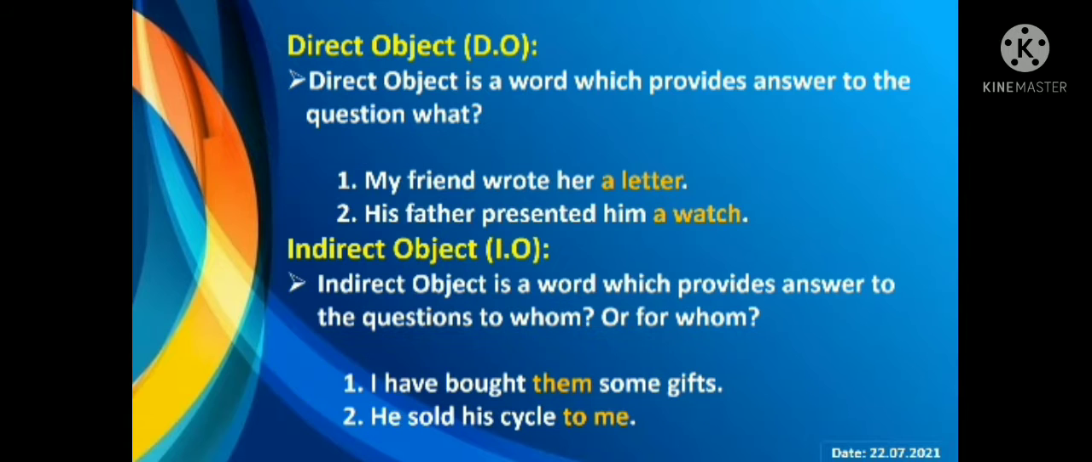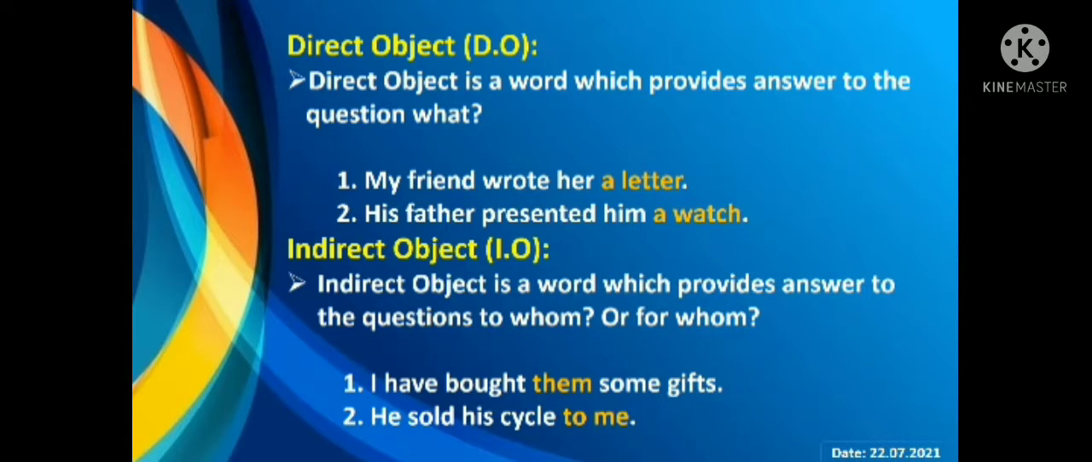So object can be divided into two types. One is direct, another one is indirect. So let's know what is direct object and what is indirect object. Direct object is shortened as DO. A direct object is a word which provides the answer to the question what.